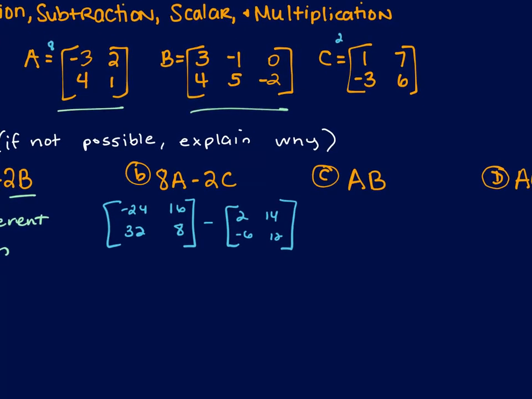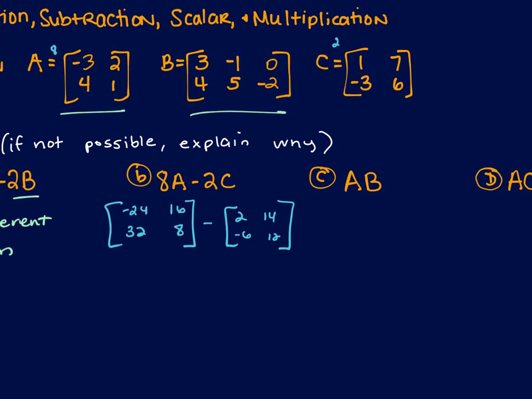And then I just subtract. So negative 24 minus 2 is negative 26. 16 minus 14 is 2. 32 minus a negative 6 is 38. And 8 minus 12 is negative 4.